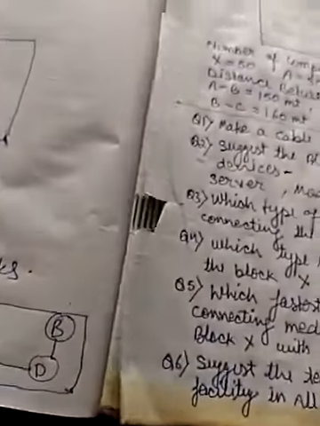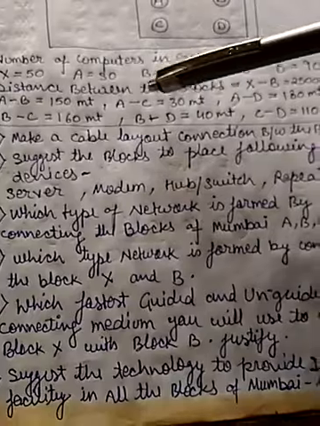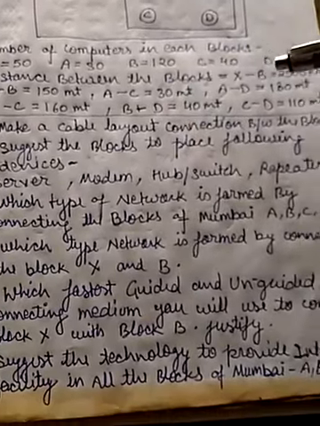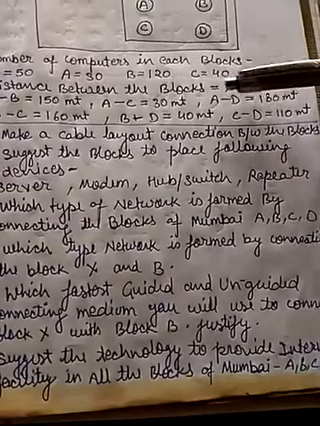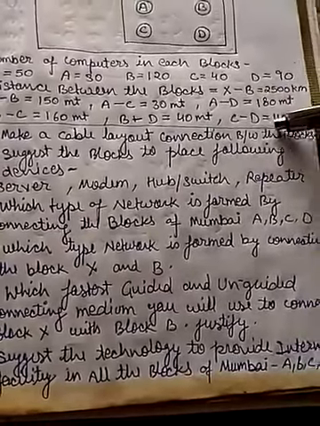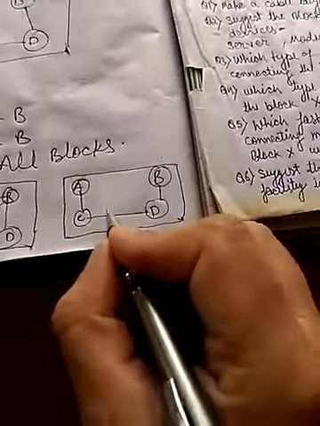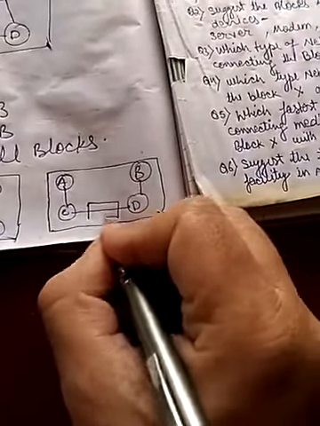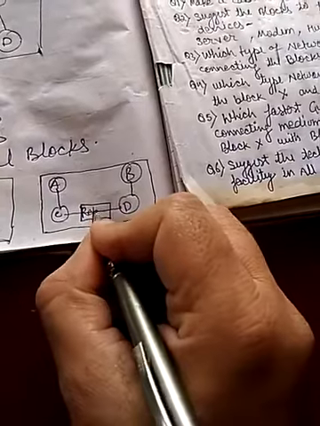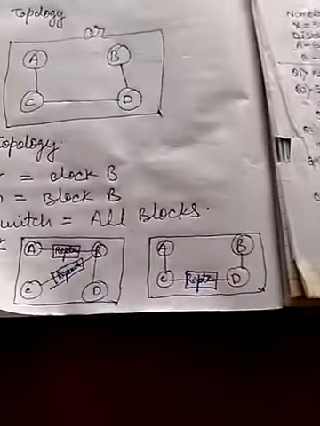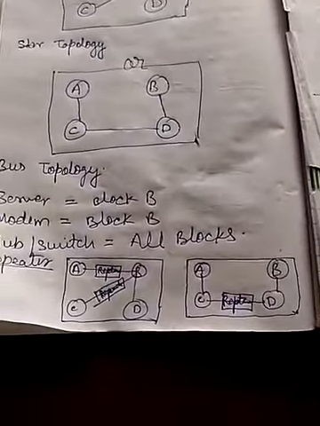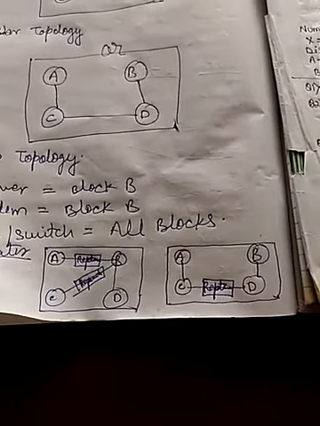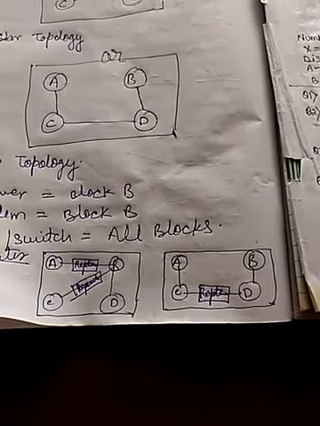So let's find out the distance. A to C is 30 meter, C to D is 110 meter, and B to D is 40 meter. So here the C to D distance is more than 100 meter, so we will place the repeater over here. In this way we can place the repeater according to the specific topology which we have used.